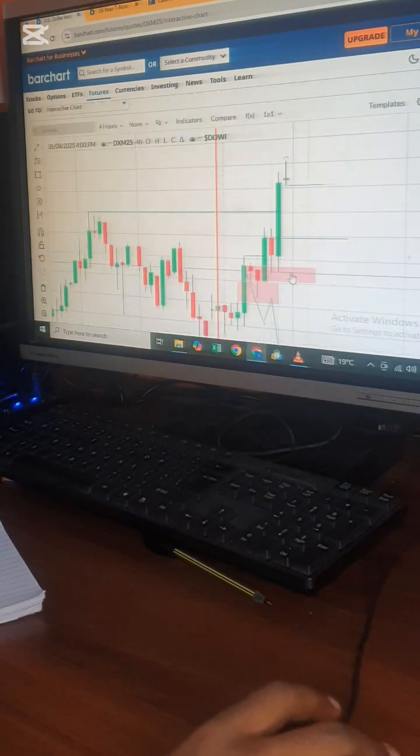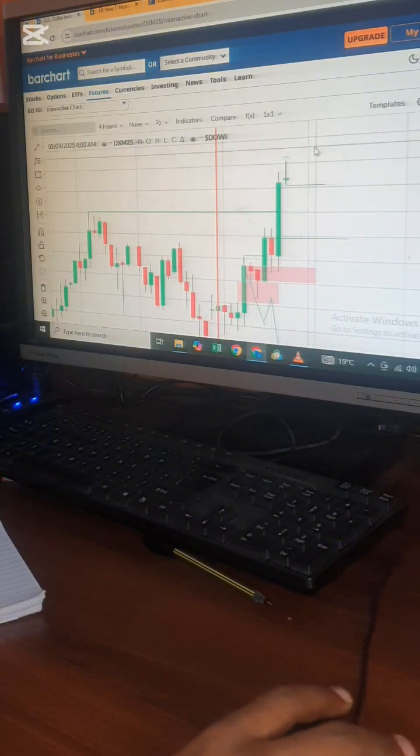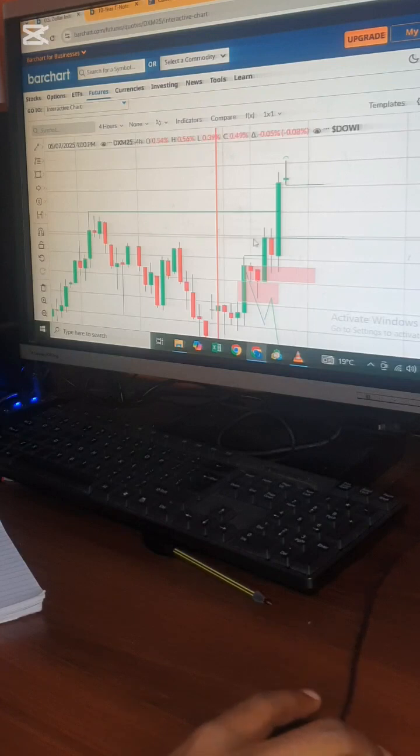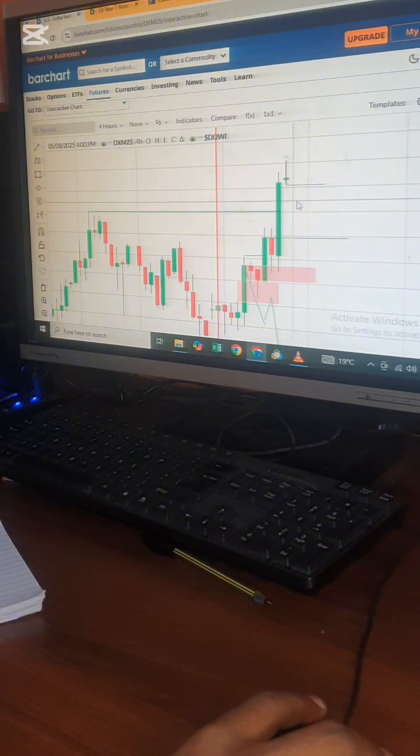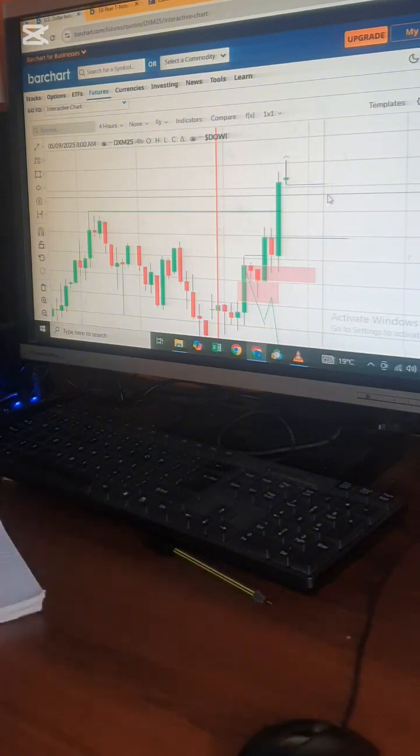Price went to the order block and spiked up, leaving a fair value gap, and trust me, this fair value gap will be filled. Maybe not tomorrow, maybe the day after, but this price gap will be filled sooner or later, because every fair value gap will be filled. It's just a matter of waiting and preparing. When it is filled, how are you prepared to take the trade?